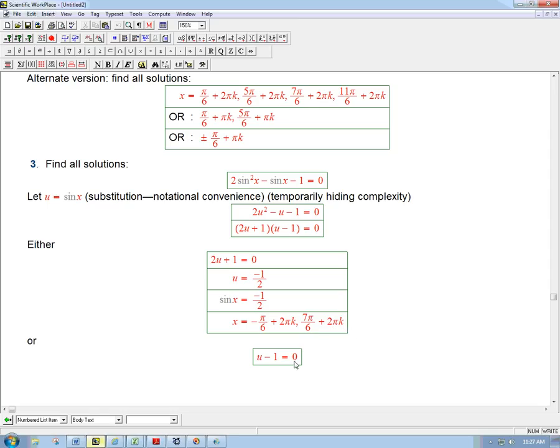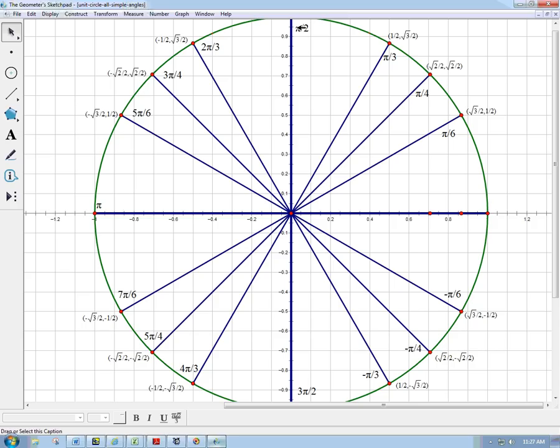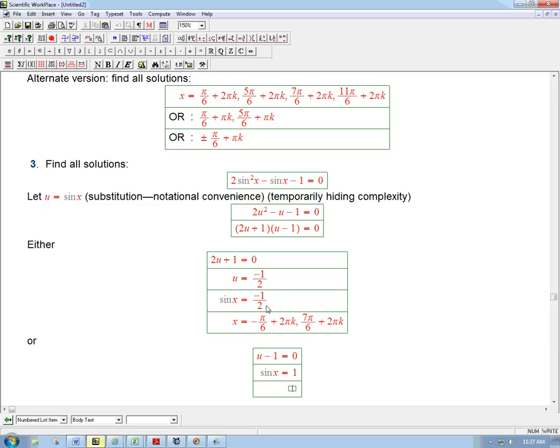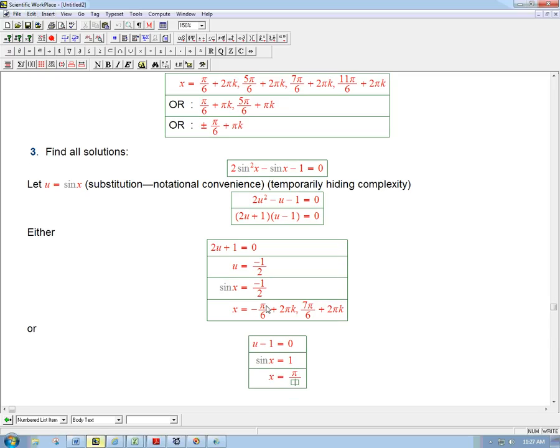Okay. And then u minus 1 equals 0. That's just where sine x equals 1. Now, that's rather special. We've noticed here that we've usually gotten at least two, sometimes like four patterns. Sine x equals 1, though, is pretty special. That's an extreme value. That's just pi over 2 in all of its coterminal angles. And so we're just going to get x equals pi over 2 plus 2 pi k.